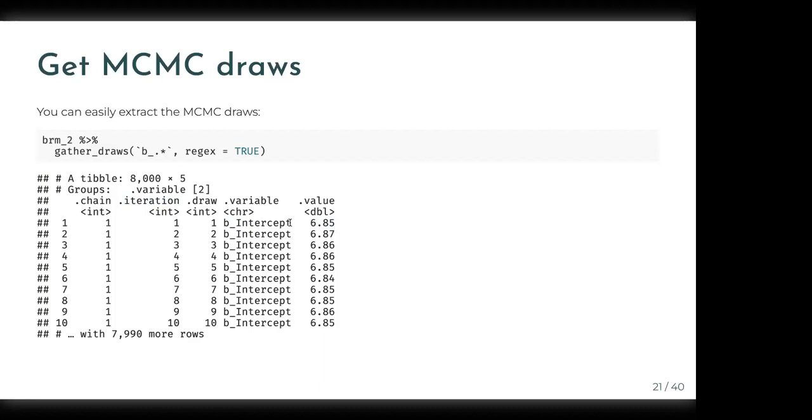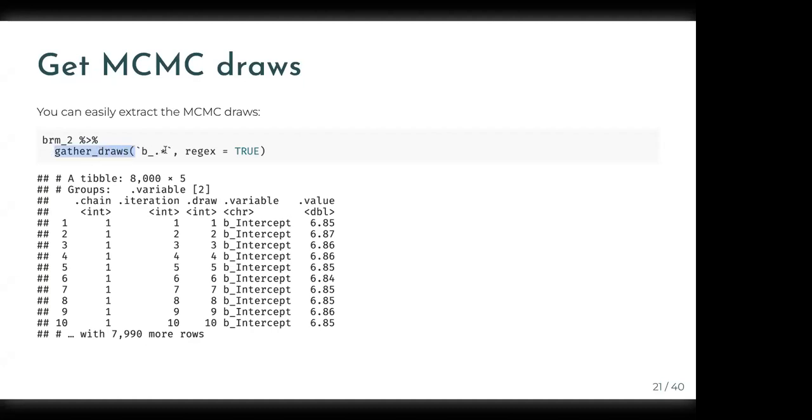So that is what happens basically under the hood. For each iteration, a value for each parameter in the model is picked by the MCMC process, and then you get to a new iteration, new values are picked, and so on and so forth. And by the end of all of these chains, you get basically a list of values for each parameter in the model. And you can extract all of those values with the gather draws function.